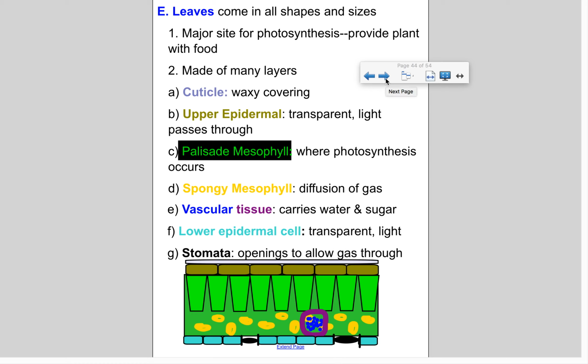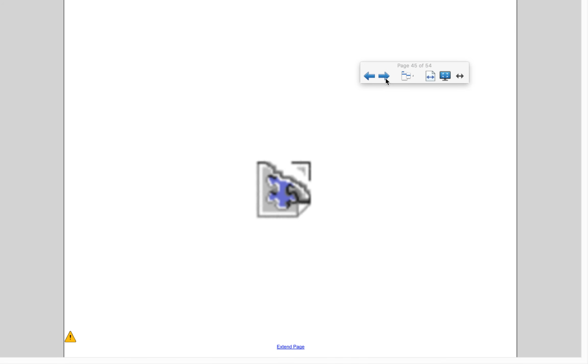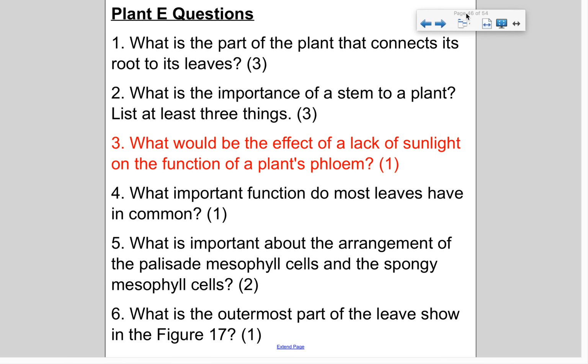So yeah, your book on page 317 has, I think, maybe a little better diagram. It's not color-coded like mine. Just looking at the leaf anatomy, I would definitely focus on that page. In fact, I think you have to use it for your homework assignment, which is the Plant E questions. So let me just take a look here. Oh yeah, let's take a look at 3. I know it's in red here.